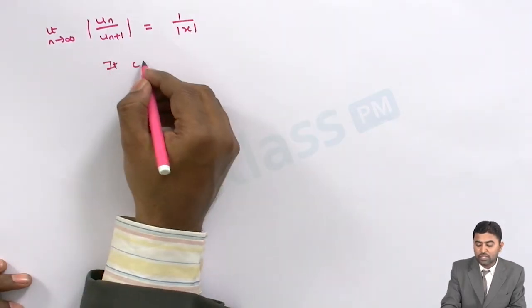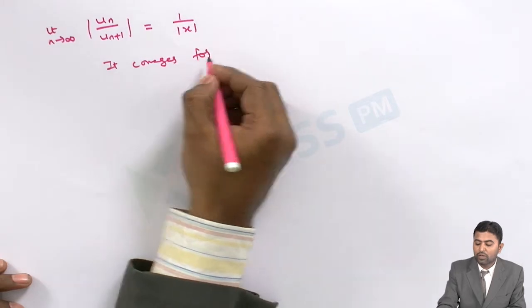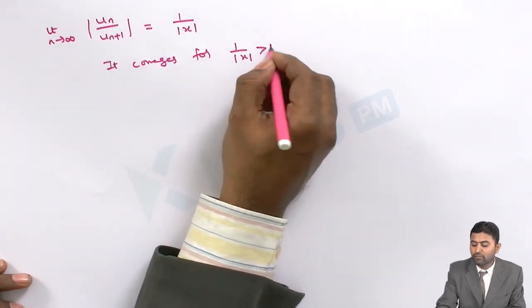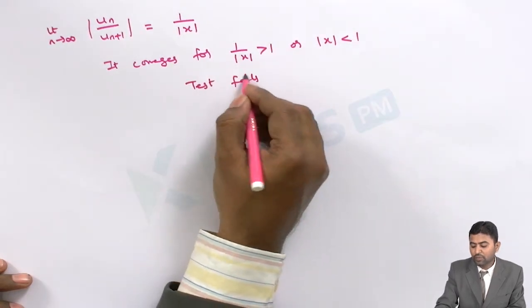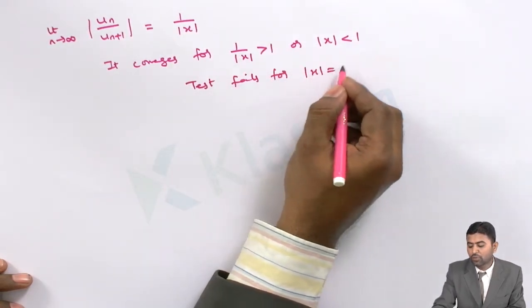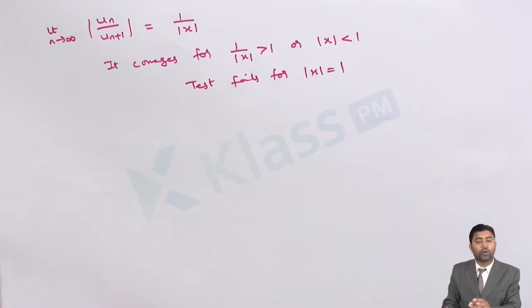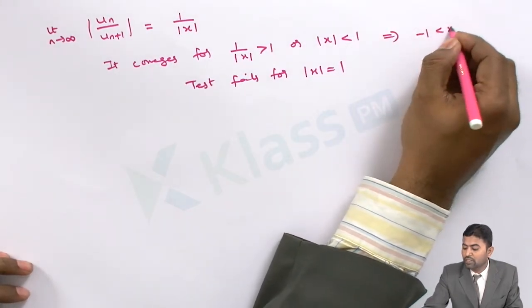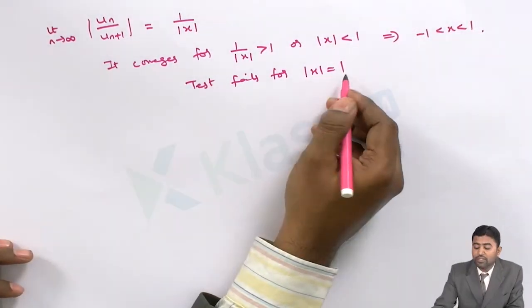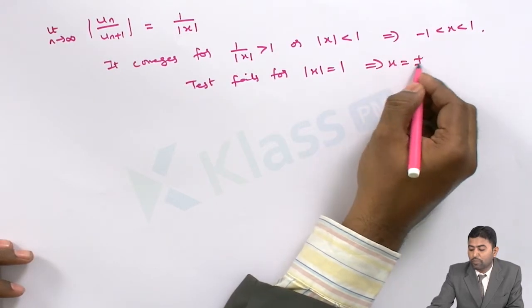It converges for 1 by mod x greater than 1, or mod x less than 1. Test fails for mod x is equal to 1. See that I need only the interval of convergence. I don't want the condition for divergence. So I can write here minus 1 less than x less than 1. And mod x is equal to 1 implies x is equal to plus or minus 1.